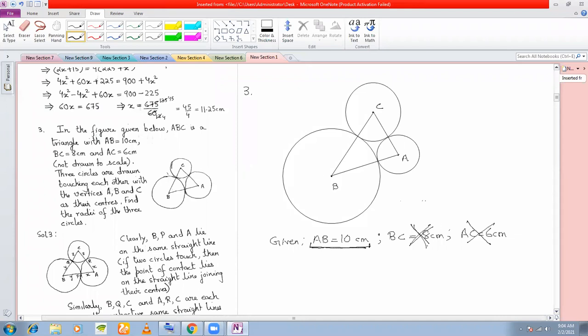If BC and AC are not given, you have to find the radius of the circle. Apart from AB is equal to 10, what else information should be given to you which will enable you to solve this problem? It should be given that this angle is 90 degrees. Understood? Then you can solve this problem even if BC and AC are not given.